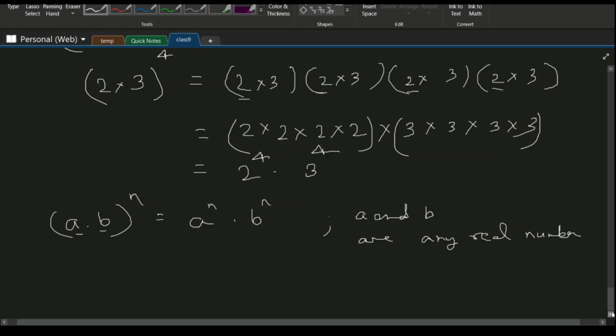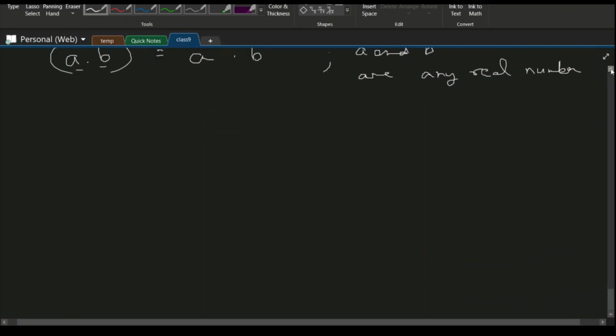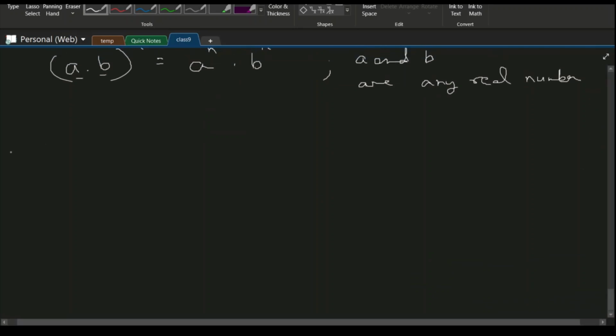Okay, since we looked at that, that leads us to this division form, right? (a by b) to the power n. The power will get distributed, so this can also be written as a to the power n by b to the power n.